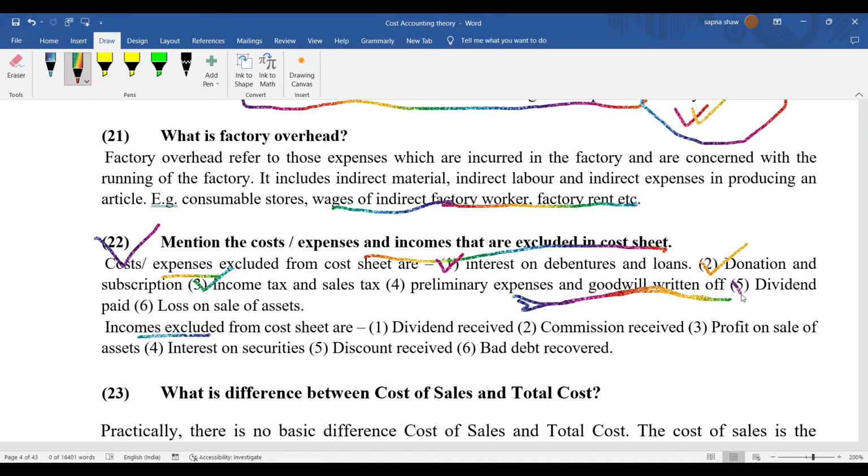Next is dividend paid. This one is similar to the interest paid on debenture. When we pay the profit to the shareholders, it is called dividend. So if we are paying either dividend or interest or anything, it will not be included in the cost sheet. And again, loss on sale of assets. This is of course our expense, but we will not include it in the cost sheet.